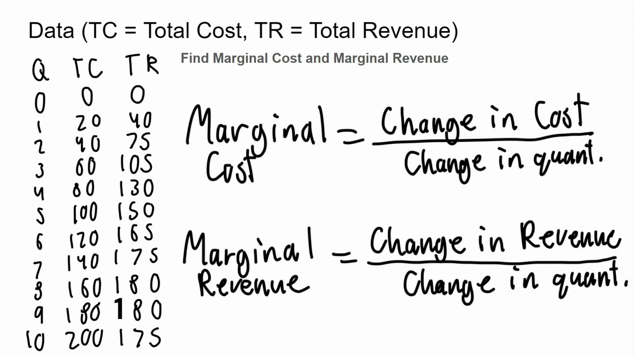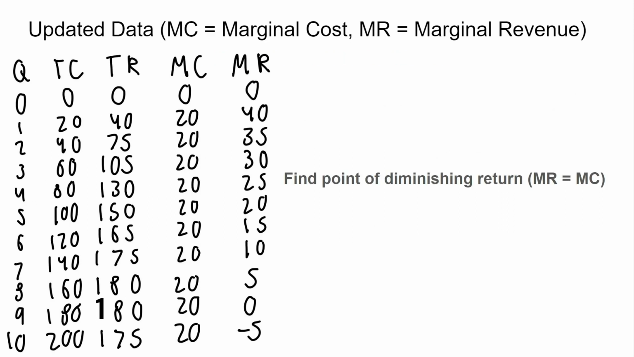Marginal cost is calculated by dividing the change in cost by the change in quantity. This value represents the cost of hiring that worker. Marginal revenue is calculated by dividing the change in cost by the change in quantity. This value represents the total value hiring that worker provides. With this new knowledge, we can add to the table columns for marginal revenue and marginal cost.